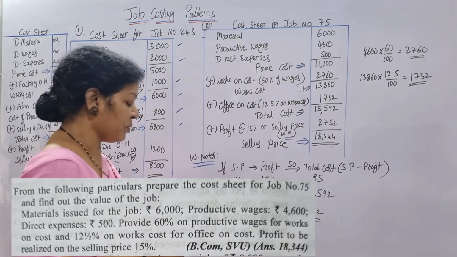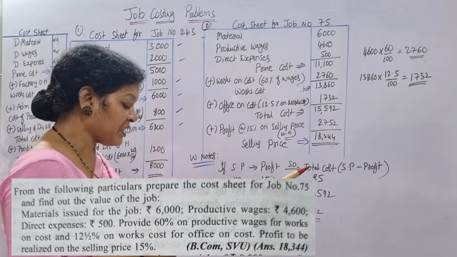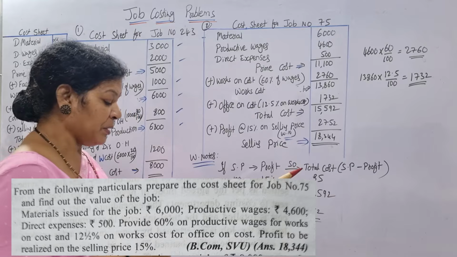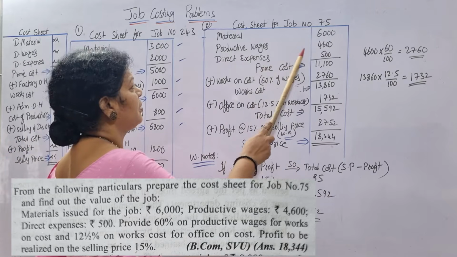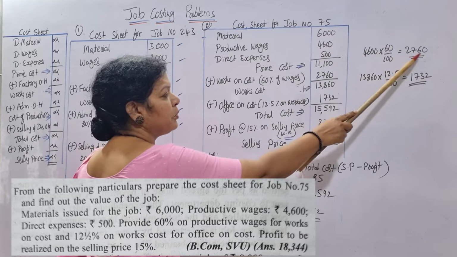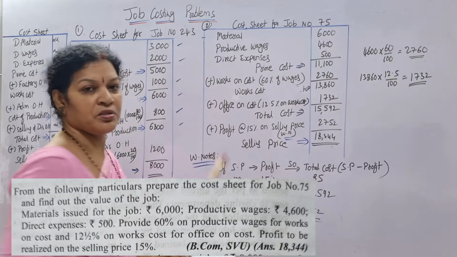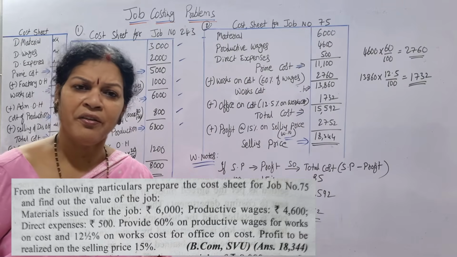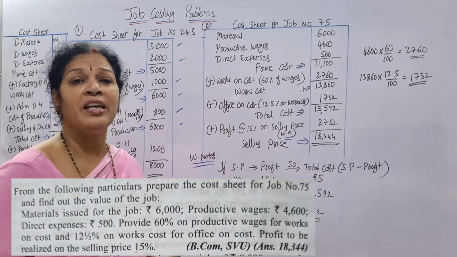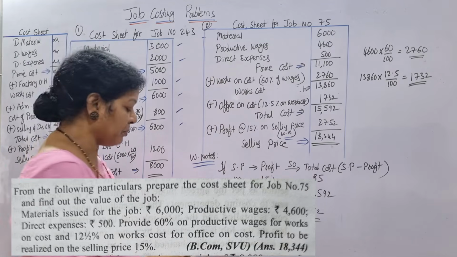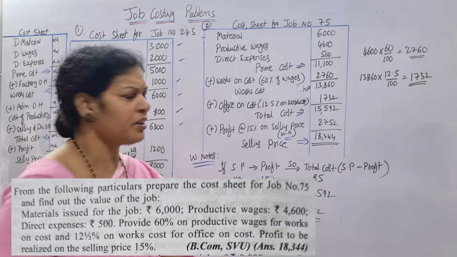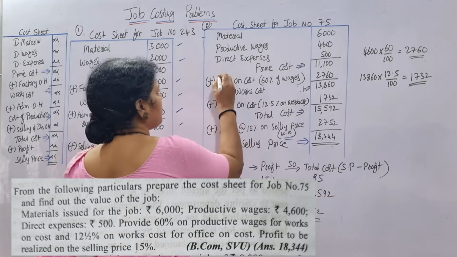To the prime cost, works on cost: provide 60% on productive wages for works on cost. Productive wages are 4,600, 60% of that is 2,760. This is works on cost. Works on cost means nothing but factory cost, factory overheads. In other words, we can say factory overheads as works on cost. They use a different word, so I am writing it here. This is factory overheads.